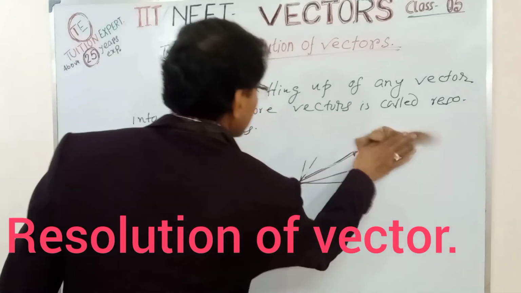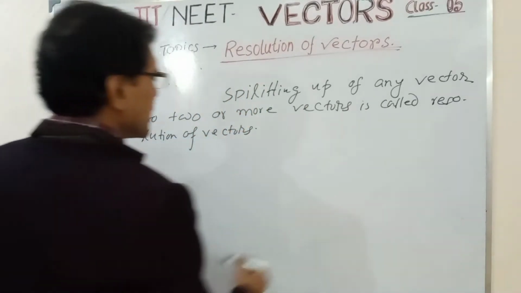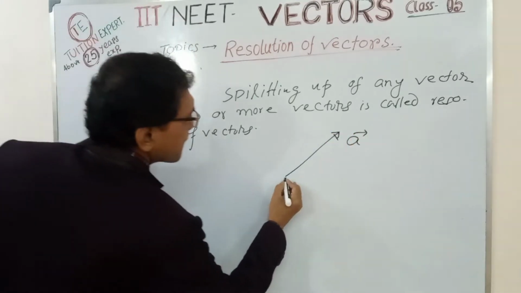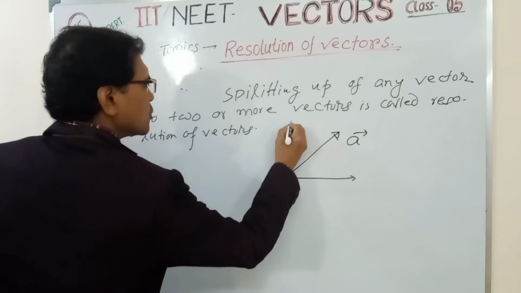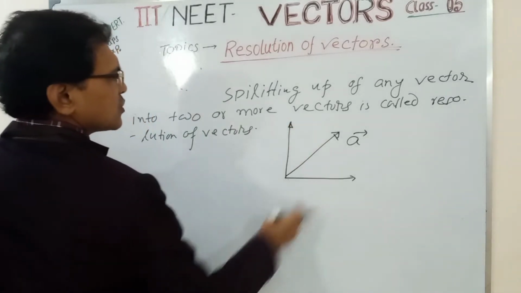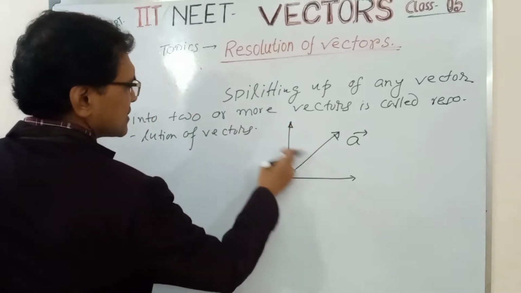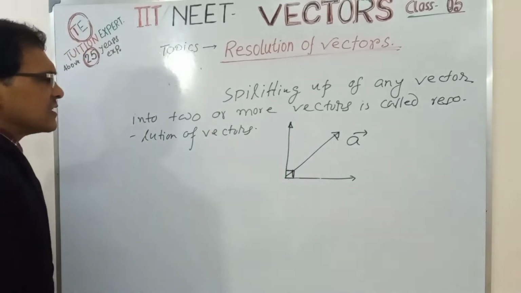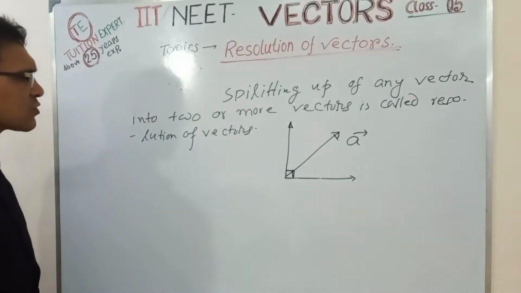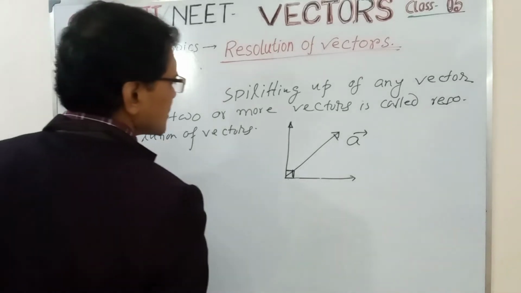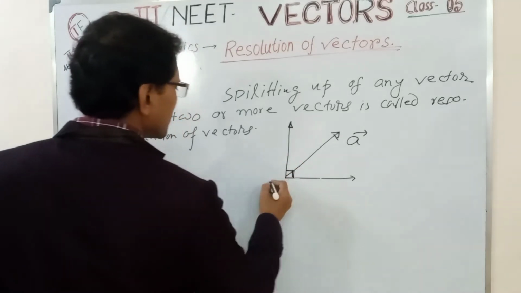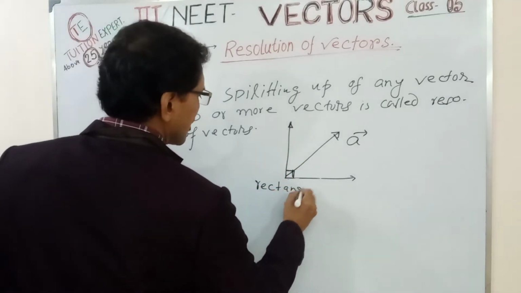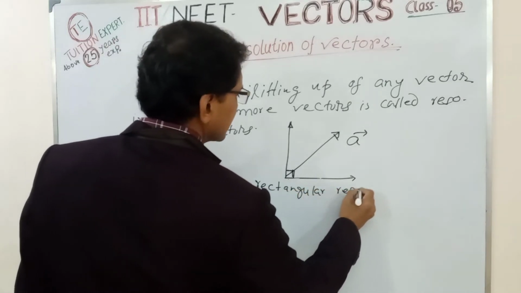Now, suppose this is a vector and these are its two components. If the components are at 90 degrees to each other, then this resolution is called orthogonal resolution or rectangular resolution.